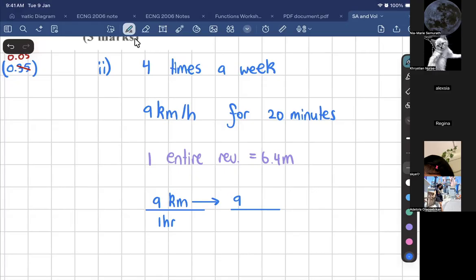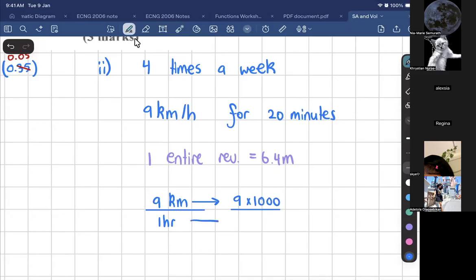Tell me guys, how many meters are in 1 kilometer? 1,000. Right. So you understand that, Samir? In 1 kilometer, you have 1,000 meters. So if I want to convert 9 kilometers to meters, I'd multiply that by 1,000. Yes or no?